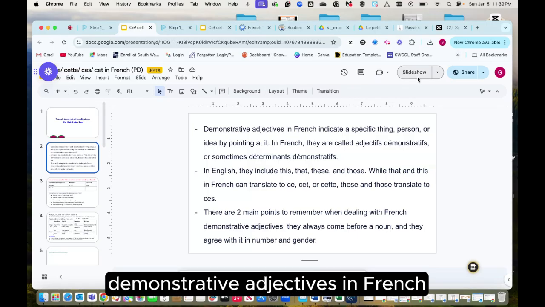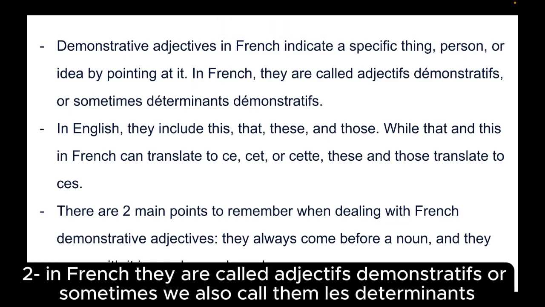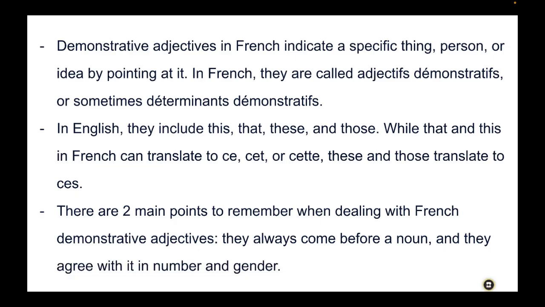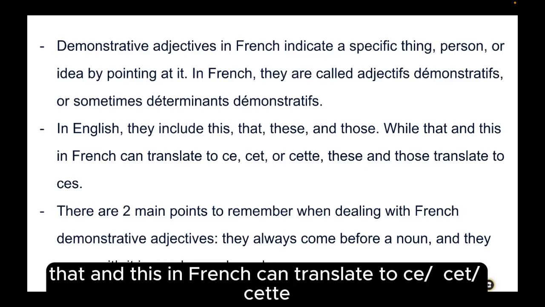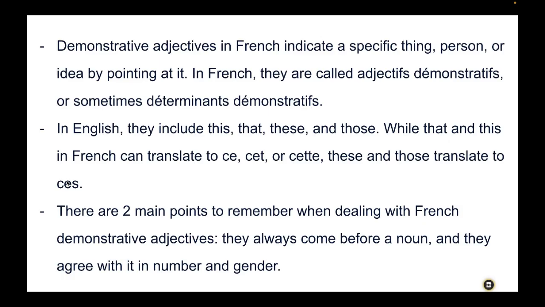Demonstrative adjectives in French indicate a specific thing, person, or idea by pointing at it. In French, they are called adjectifs démonstratifs, or sometimes les déterminants démonstratifs. In English, they include this, that, these, and those. This and that in French can translate to ce and cette, and these and those can be translated to ces. CES, we pronounce it as "say."